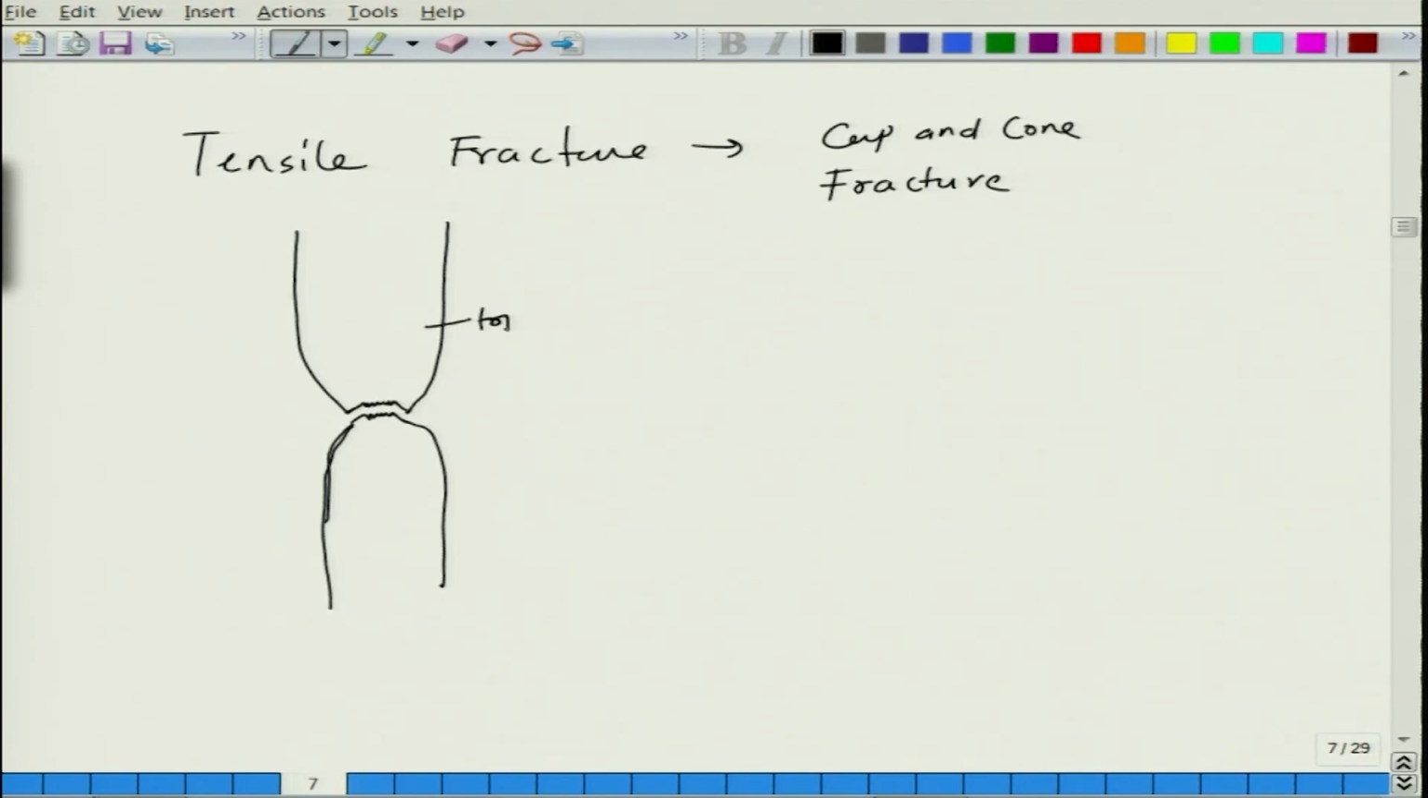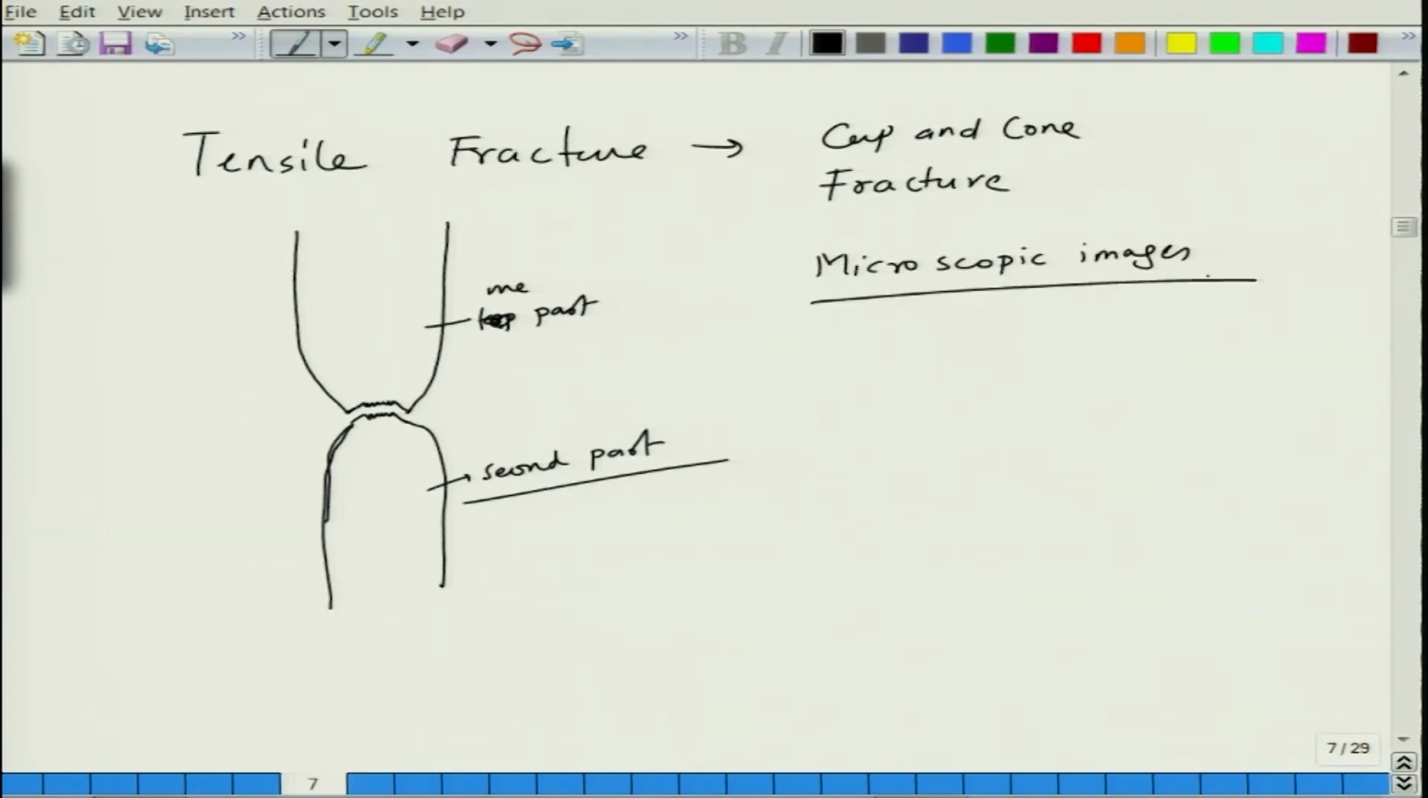So this is the top part or one part, this is the second part. So we can see the microscopic images of fracture. We will see them in the next class. Okay. So this is how tensile fracture will be. It is a cup and cone kind of fracture. So this is the tensile axis. These are the 45° facets which are created at the neck, and it is a very rough fracture in morphology.